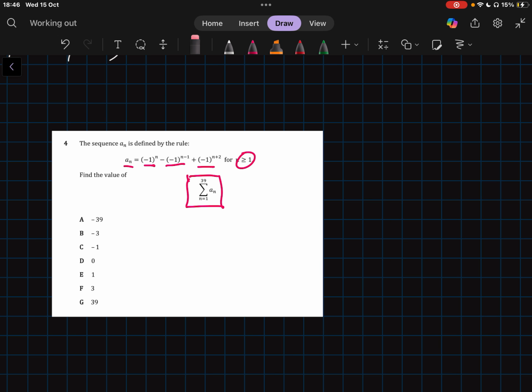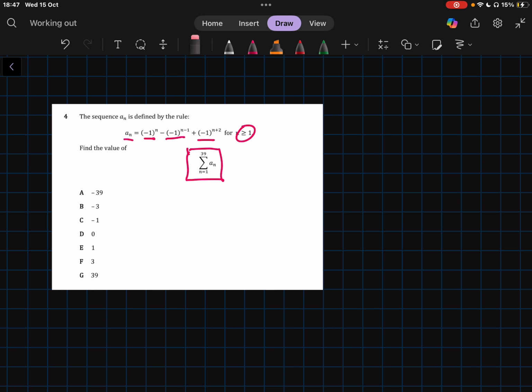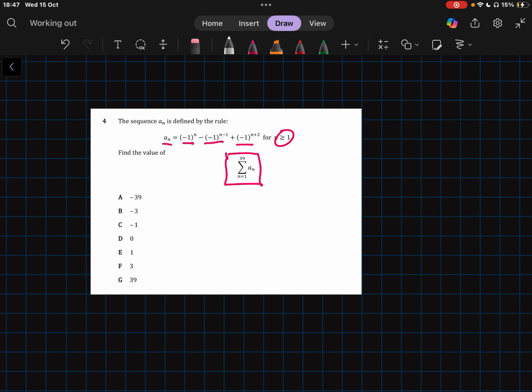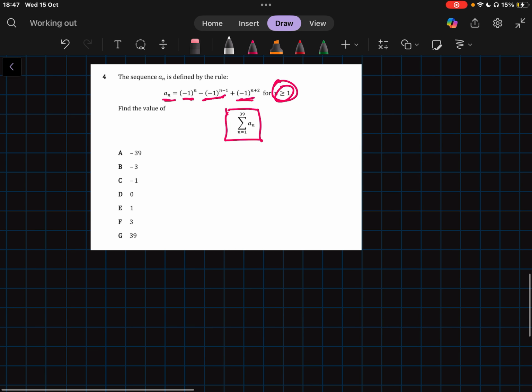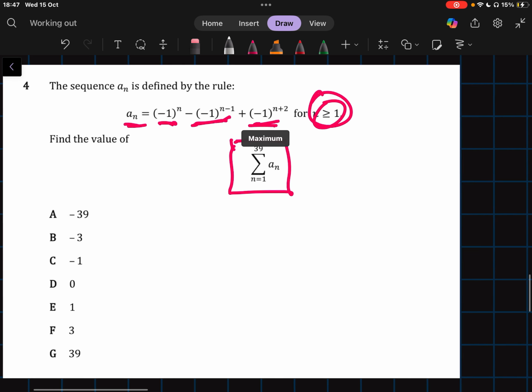Today we're going to do TMUA question 4 from 2016 paper 1. Immediately looking at this question, we have a_n equals (-1)^n - (-1)^(n-1) + (-1)^(n+2), where n is greater than or equal to 1, and we have to try to evaluate this summation.